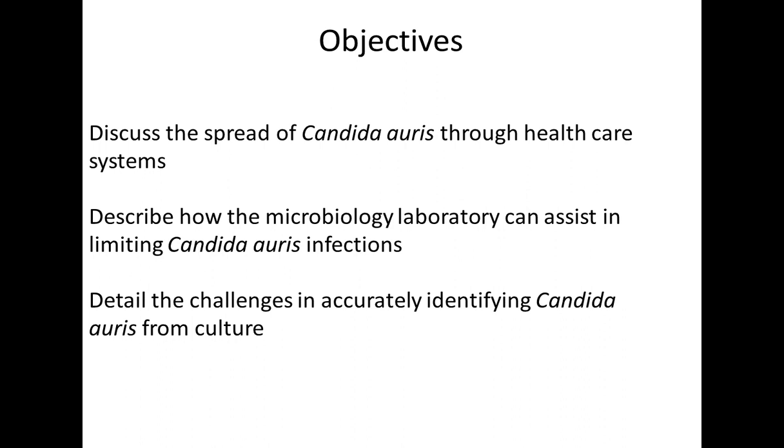So we have three objectives for the talk today. After the talk today, I would hope that the audience would be able to discuss the spread of Candida auris through a healthcare system, describe how microbiology laboratories can assist in limiting Candida auris infections. And this is going to be a big part of this talk. I really want the takeaway to be that folks working in a clinical microbiology laboratory are part of fighting this particular outbreak. And then the audience should be able to detail the challenges in accurately identifying Candida auris from culture within the laboratory space.